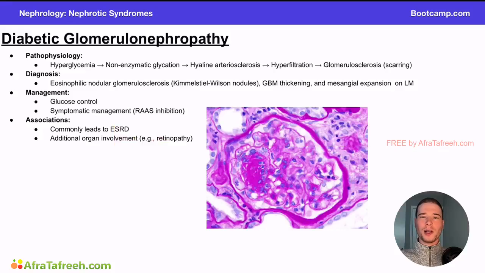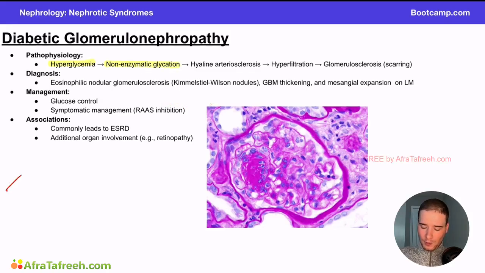So in this video, we're going to talk about another very high yield and commonly tested nephrotic syndrome, and that is diabetic glomerulonephropathy. So first, let's look at the pathophysiology here. We know that diabetes is dealing with hyperglycemia, or high levels of glucose and sugars in the bloodstream, and this can lead to a process called non-enzymatic glycation.